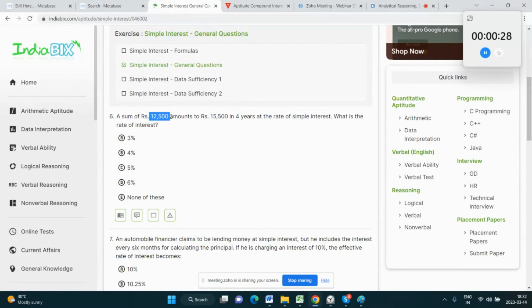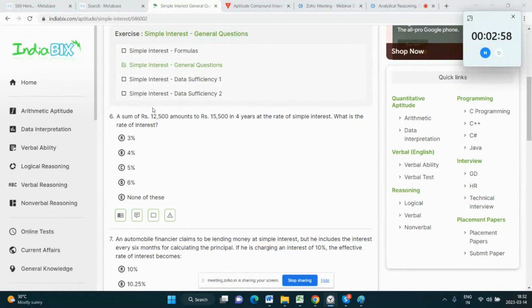What is the rate of interest? We know the 4 years, we know the principal, we have to find the rate of interest, R. So PNR by 100 is equal to 3,000. 3,000 is the interest amount.